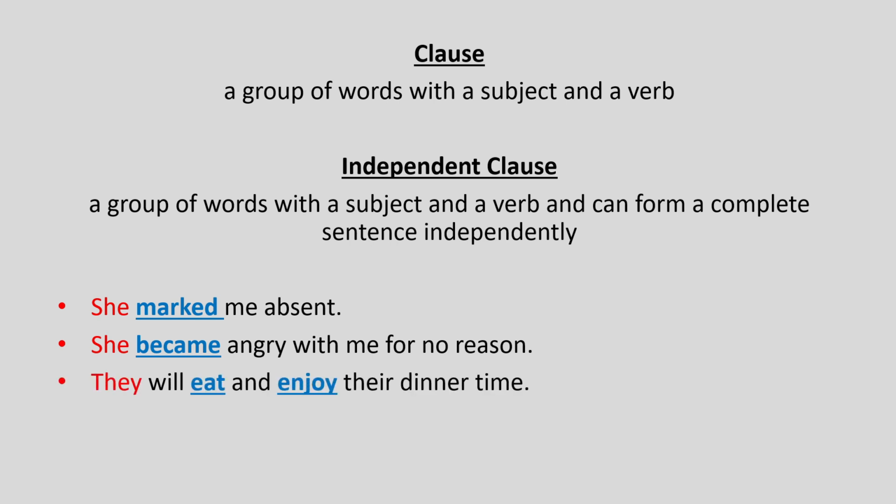Similarly, they will eat and enjoy their dinner time. This sentence has two verbs, but there is only one subject. So it has a subject, and it has two verbs, eat and enjoy. It gives a complete meaning, so it is an independent clause.